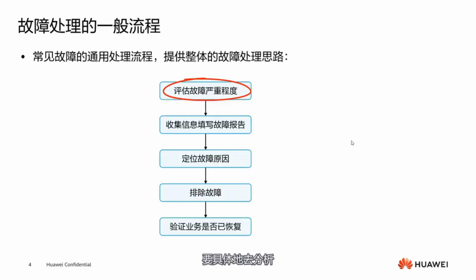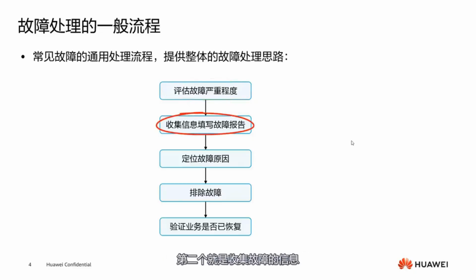You need to analyze it specifically, and then, if you think it's a relatively serious and urgent fault, you might want to escalate it to a higher level. For example, you might need R&D support, because the goal is to resolve the fault as quickly as possible. That's the first part. We need to clearly understand the severity of the fault.